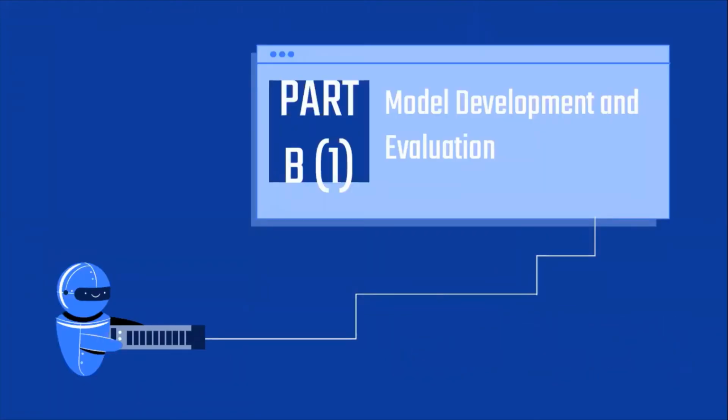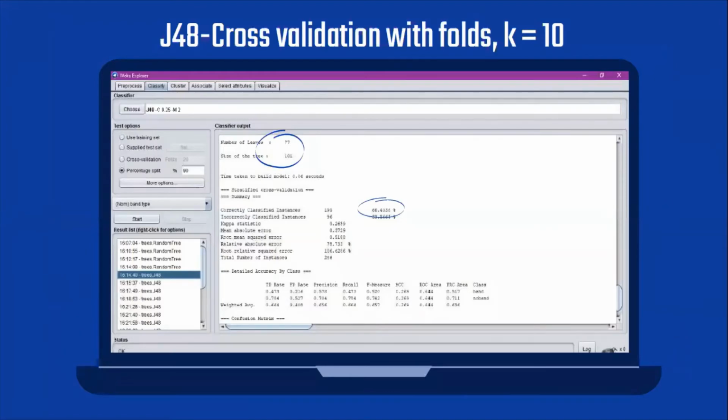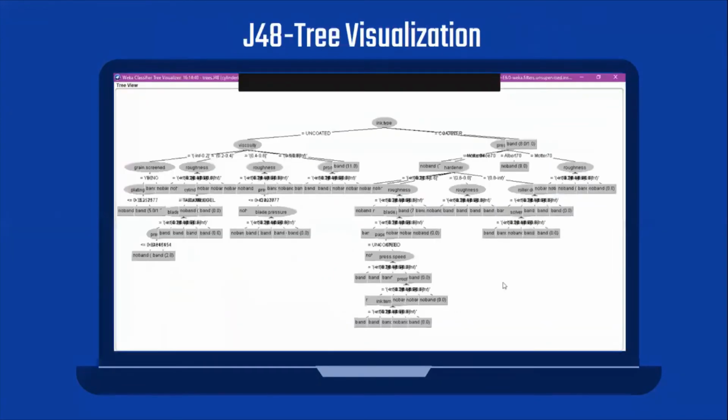I will now pass the presentation to Ms. Shafiqah Atiqah. So next we conduct the model development and evaluations. For our group, we use a J48 classifier for our dataset. First, we run the classifier using cross-validation with folds equal to 10, and the accuracy that we get is 66.4336%. And next we visualize the tree for the folds equal to 10.